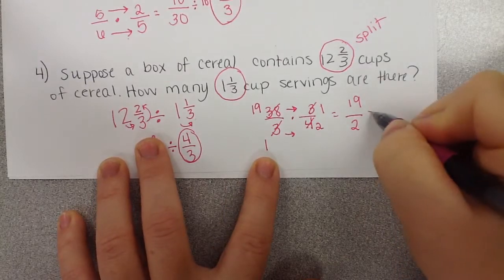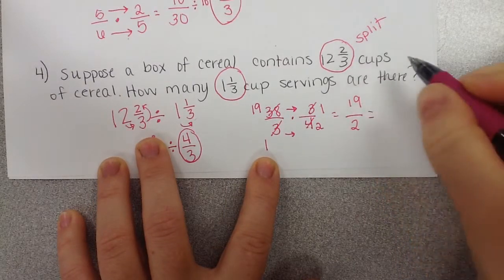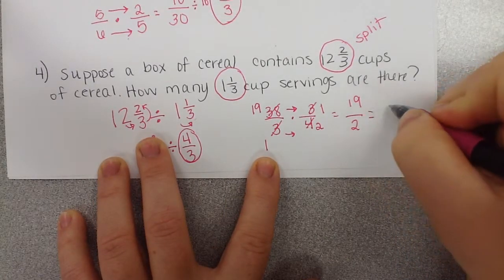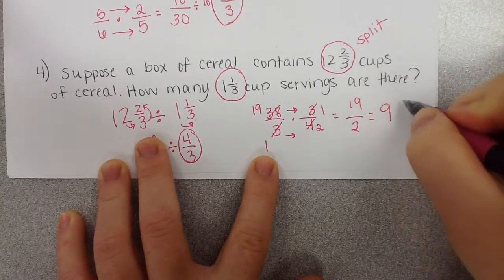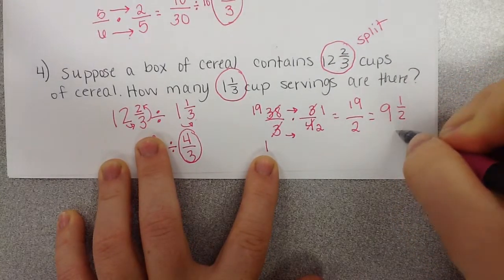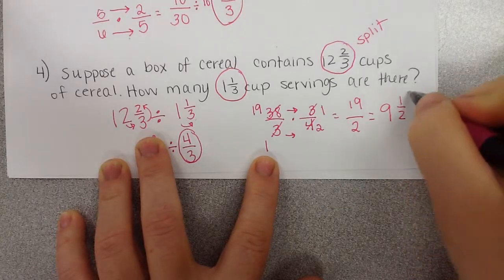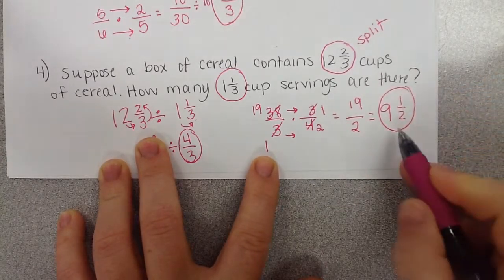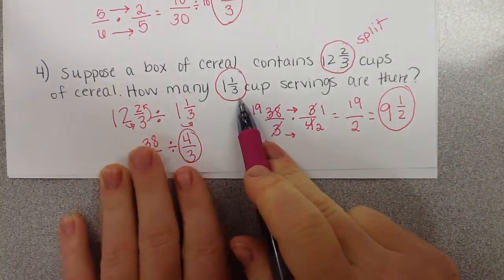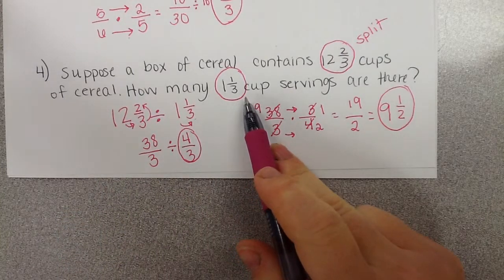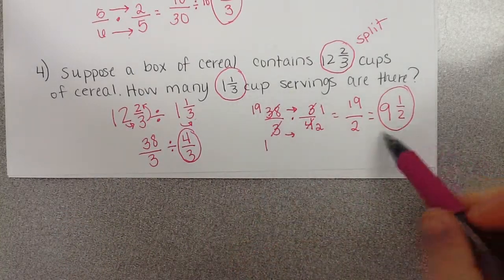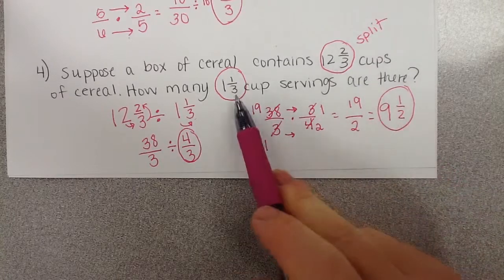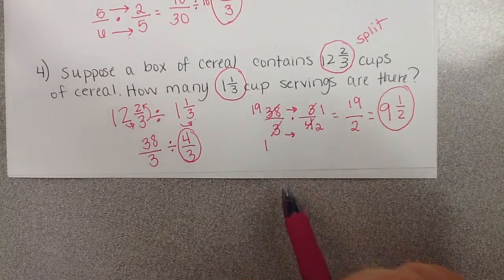The top is too big. 2 goes into 19, 9 times, and 1/2 left over. So you would have 9.5 servings that were 1 1/3 cup in size. So if I were to split this up, I would have 9.5, 1 1/3 cup servings.